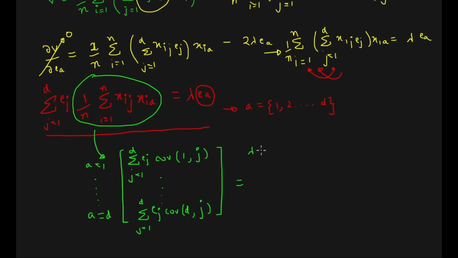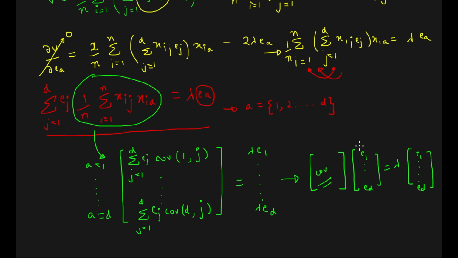This will be equal to lambda e1 all the way to lambda ed, which can finally be converted into our final covariance matrix, equal to e1 all the way up to ed, and lambda e1 all the way up to ed. And now, as we can observe, this is the covariance matrix. We have the eigenvector here, which was firstly our arbitrary vector e. We have the eigenvalue here, and hence the direction along which the data shows maximum variance is the eigenvector. Hence proved.